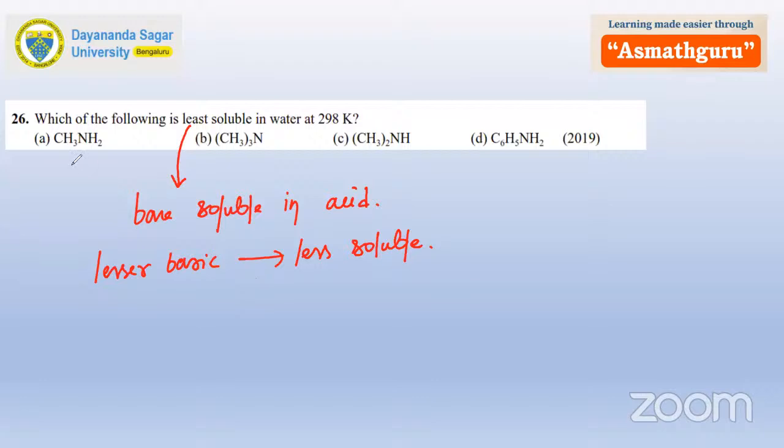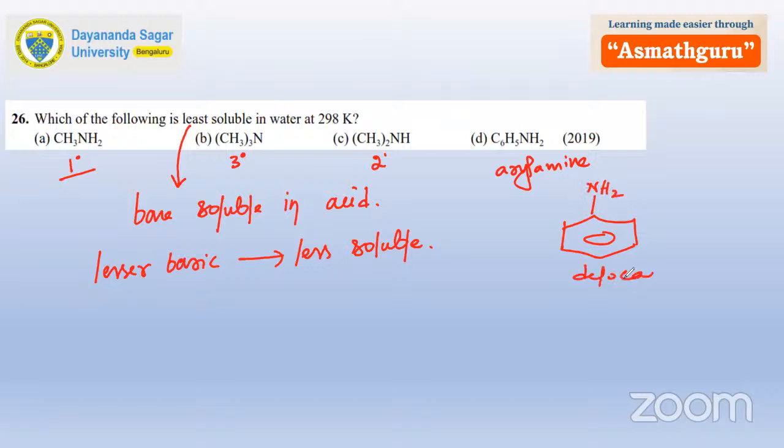In this case, this is a primary amine, this is a tertiary amine, this is a secondary amine, and this is an aryl amine. Aryl amine is nothing but aniline. In aniline, delocalization takes place in the benzene ring. Because of delocalization, the electron on the nitrogen is taken away, so the basic nature decreases. So this is less basic and less soluble. D is the answer.